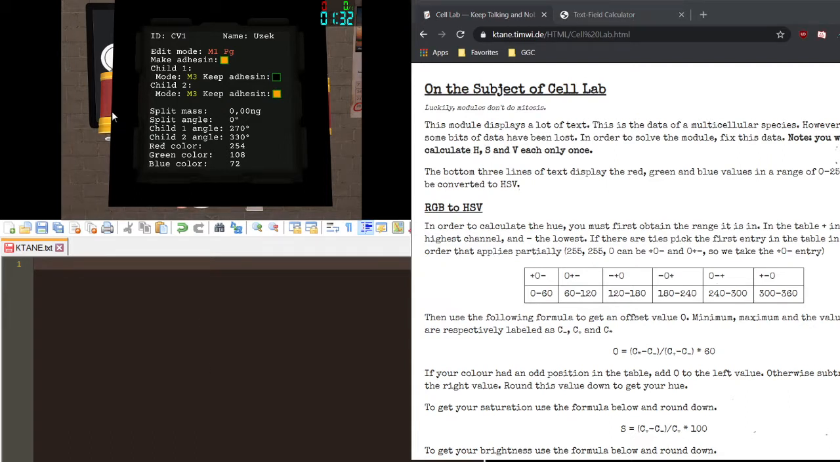Each of the 3 cells corresponds to one component. One is hue, one is saturation, and one is brightness. To figure out which cell corresponds to which component, you need to look at the part of the information that's missing. If the cell is missing the split mass and angle, which is this one, then this is going to be the cell that needs the hue value. So we're going to mark M1 as needing the hue.